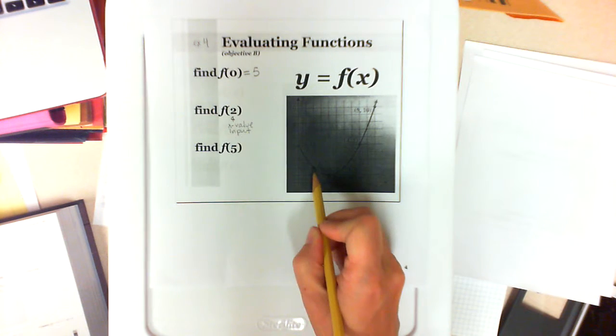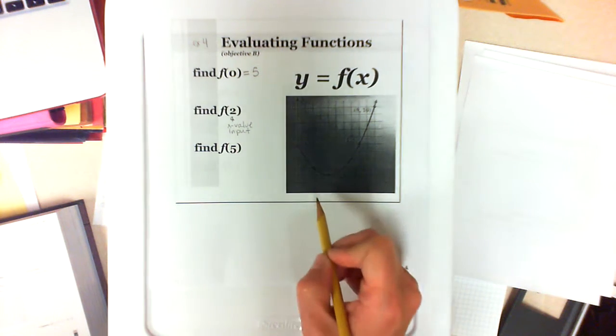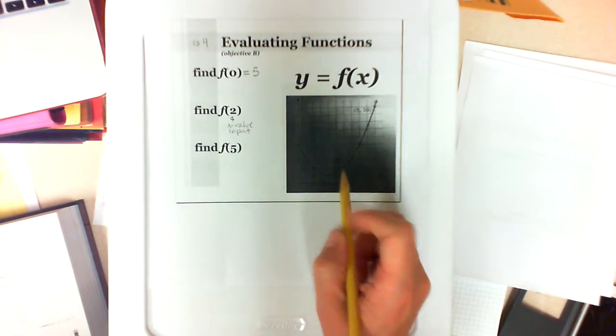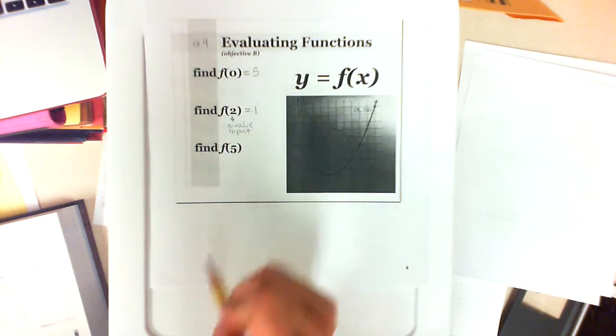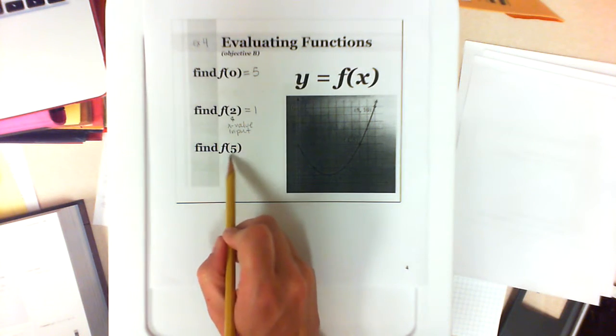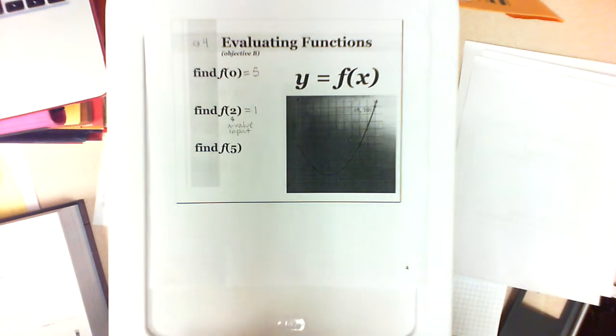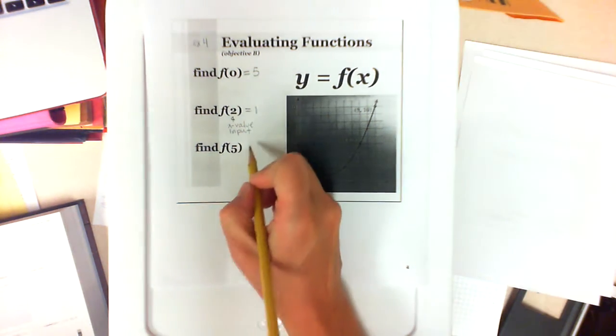If that's 2, your output, well, it's right here, 2, 1. So that equals 1. If I go to f of 5, why don't you guys try it for a second? If you want to pause the video, you can. That equals 10.